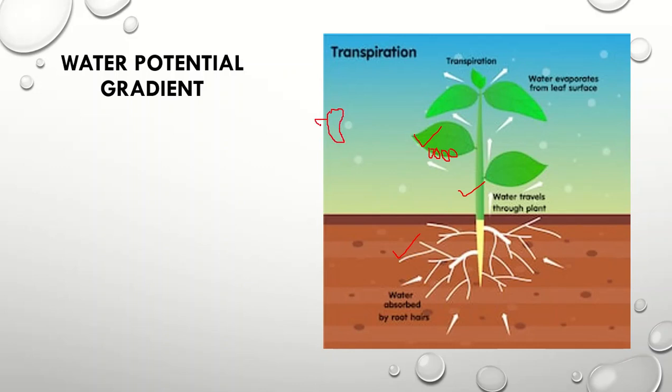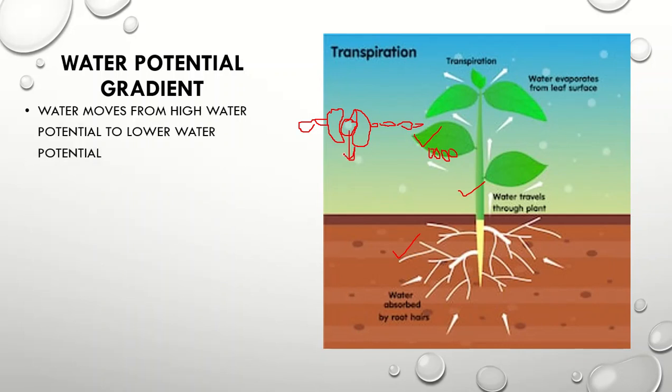For example, we have guard cells here, and these are epidermal cells, and in between the guard cells there is a pore. This is called stoma. So here the water vapors will be released, but how will it be released? There are some factors.